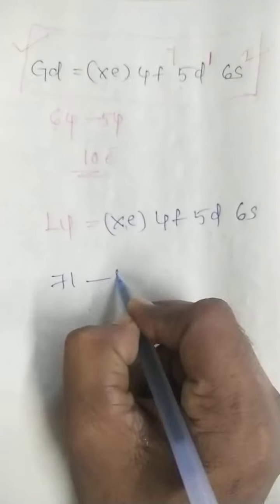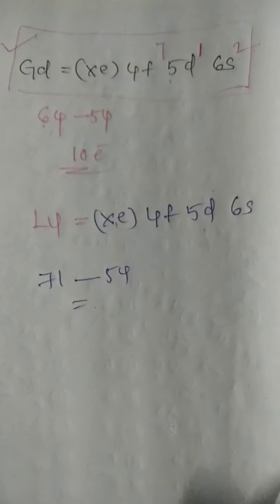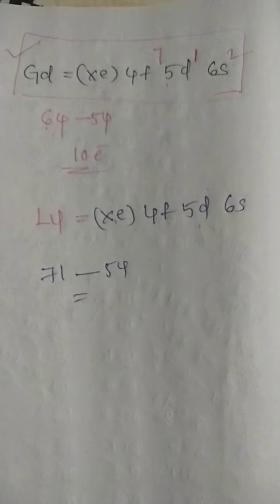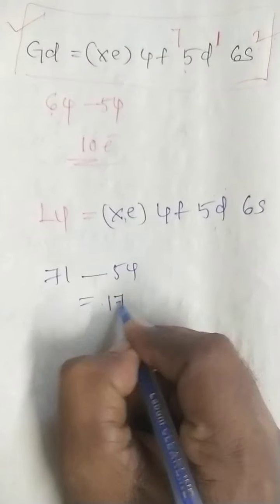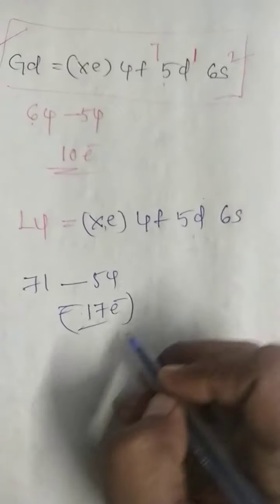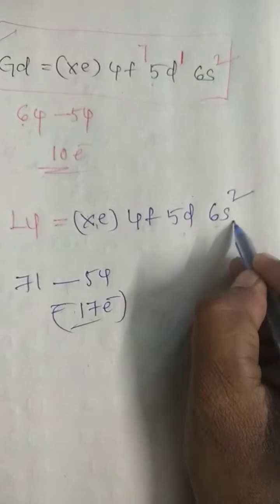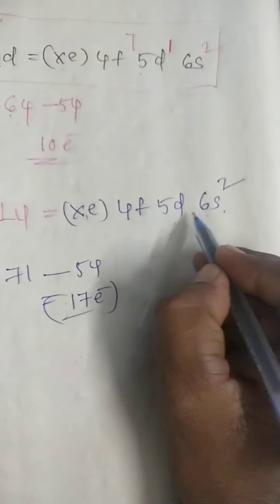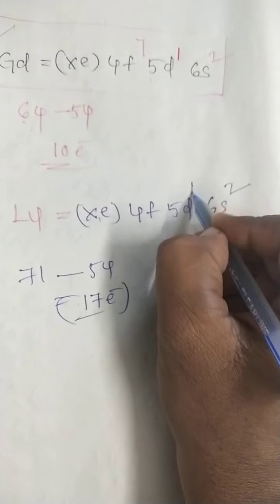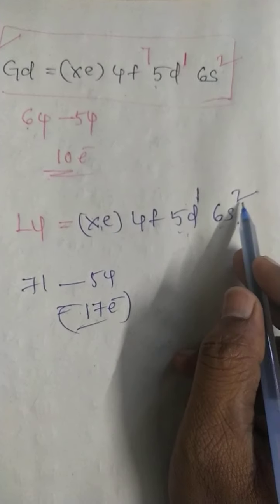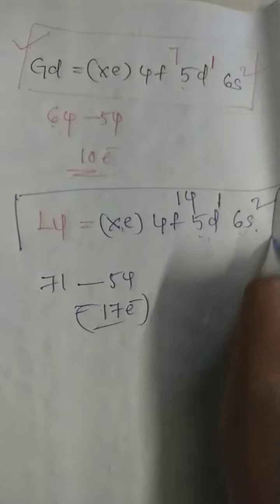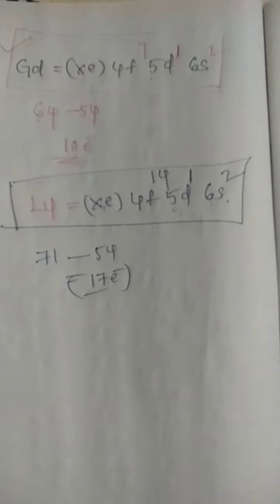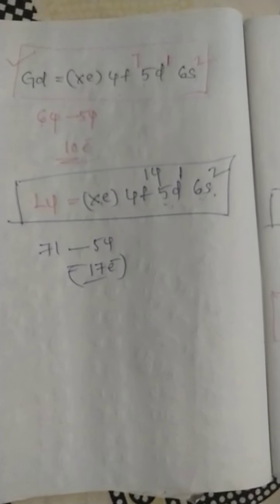Now, what is the atomic number of lutetium? 71 minus 54 means how many electrons? Totally 17 electrons are present here. From the 17 electrons, 2 electrons go to the 6s orbital. Lutetium already has 1 electron in the 5d orbital. So 3 electrons are gone, and the remaining 14 electrons are in 4f. So this is the general electronic configuration of lutetium: xenon 4f14 5d1 6s2.